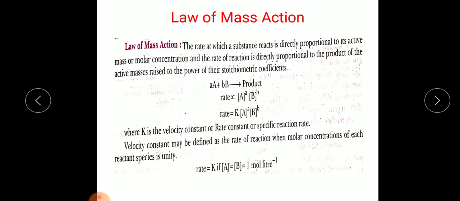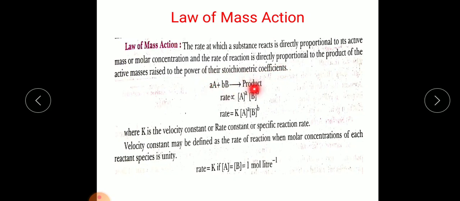Now, as we talk about the rate of reaction depending on the concentration, we have a very important law, that is the law of mass action. Now let us see what it is. According to the law of mass action, the rate at which a substance reacts is directly proportional to its active mass or molar concentration, and the rate of reaction is directly proportional to the product of active masses raised to the power of their stoichiometric coefficients. Okay, now we'll understand this by the derivation.